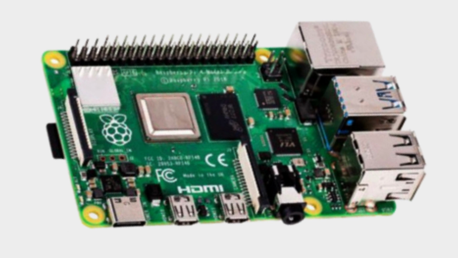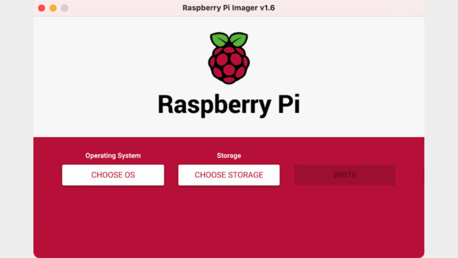To install Raspberry Pi OS using the Raspberry Pi Imager tool, follow these steps. Download and install Raspberry Pi Imager. Visit the official Raspberry Pi website, www.raspberrypi.org, and download the Raspberry Pi Imager tool suitable for your operating system. Install the Imager tool on your computer.